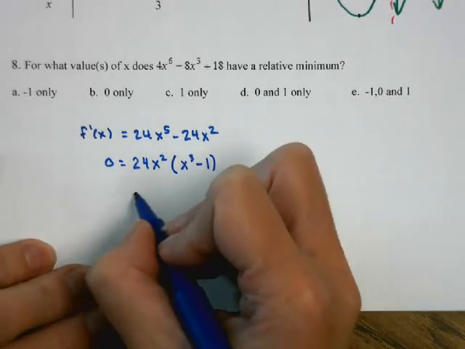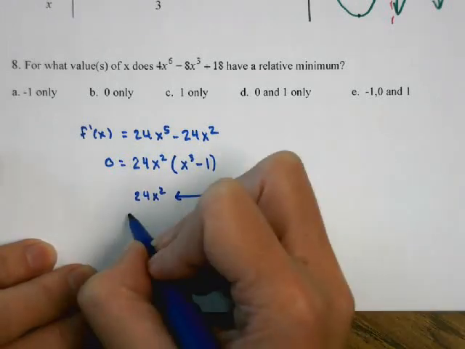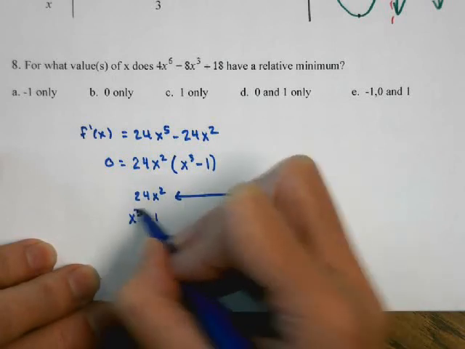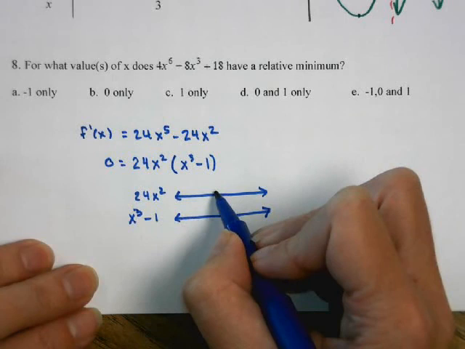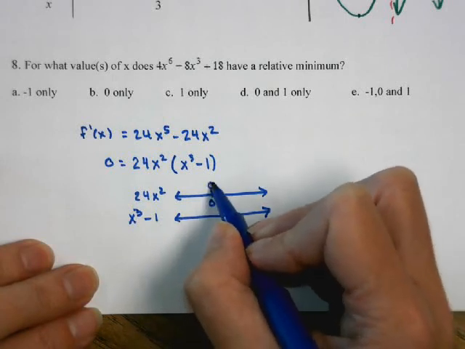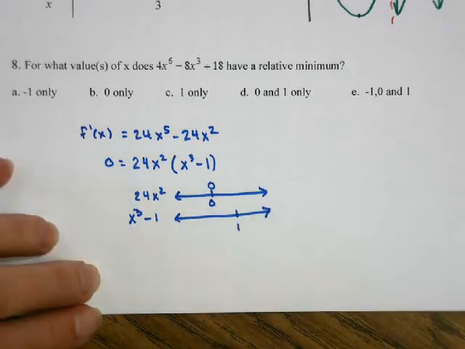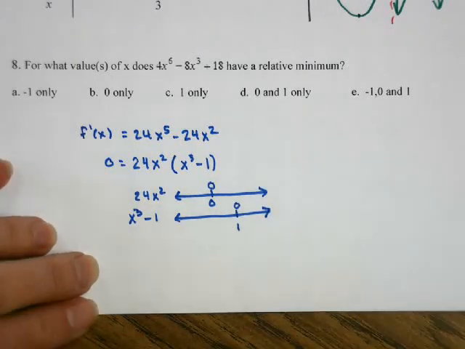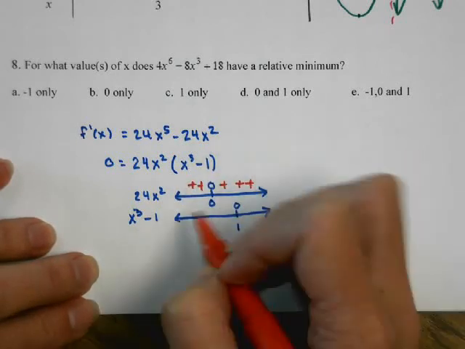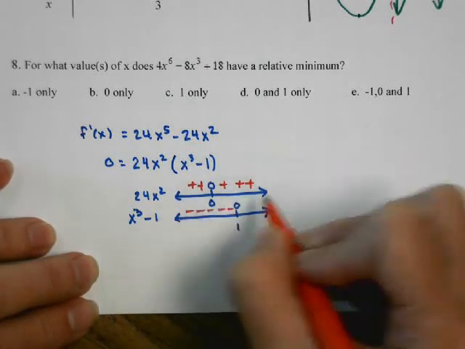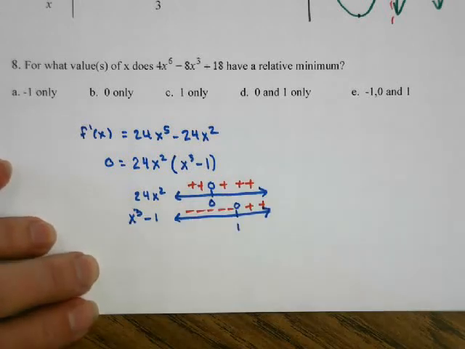So I'm going to make a number line for each of those. This one's always going to be positive except at 0, where it's 0. This one has a critical point at 1, where it's going to be 0. This is always positive. This one's going to be negative until it gets to 1, and then it's going to be positive. And if you picture the graph of a cubic function, that's what it's going to do.